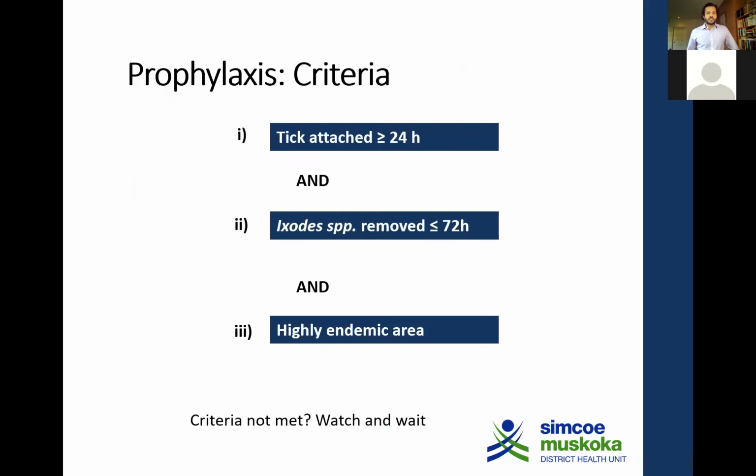And so to summarize, basically, criteria for prophylaxis you want to consider are: was the tick attached for more than 24 hours? Was the tick removed within the past 72 hours? And was the tick acquired in an area with a prevalence of ticks infected with Borrelia burgdorferi exceeding 20%? So number 1 and 2 should be relatively straightforward. Number 3 is the tricky part. As we mentioned, there are many caveats with the Public Health Ontario map, and so it can be difficult to really know whether or not an area is endemic.